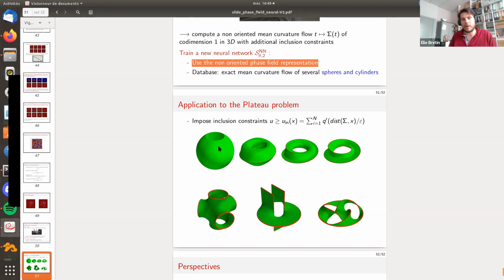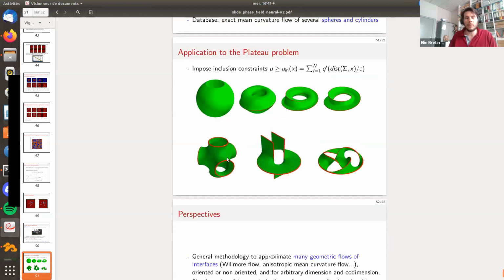optimize. This is an optimization of... this is a simulation along the iteration, and you see that the interface, which is not oriented, converges to the solution of the Plateau problem. And we also put the Steiner solution, where we consider different values of the boundary.